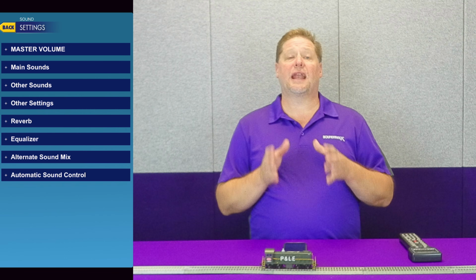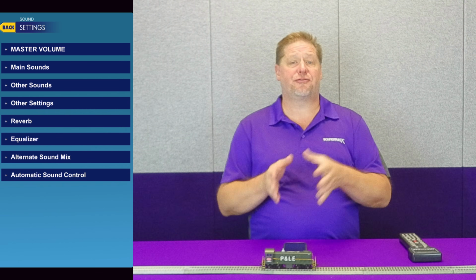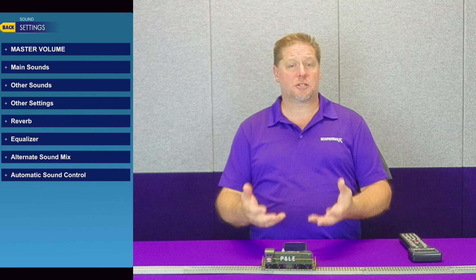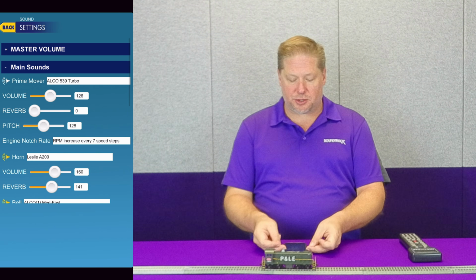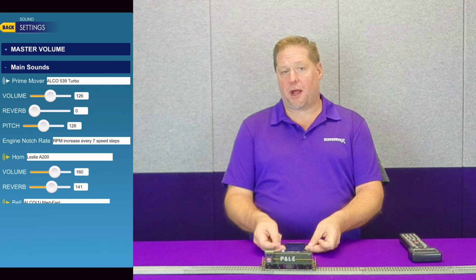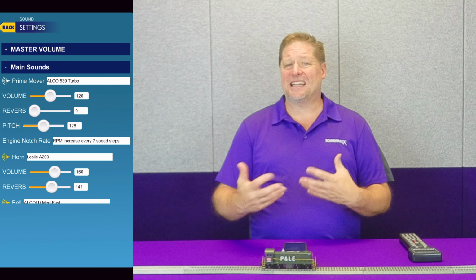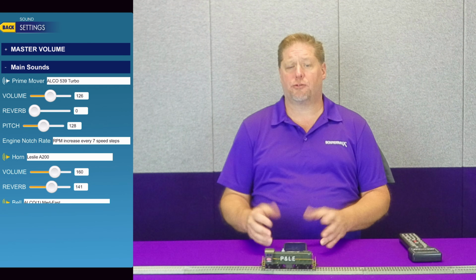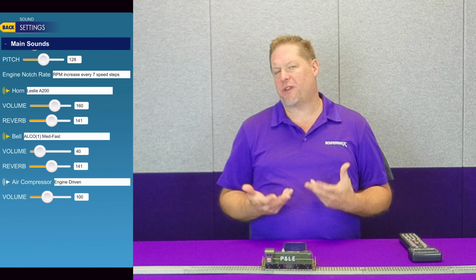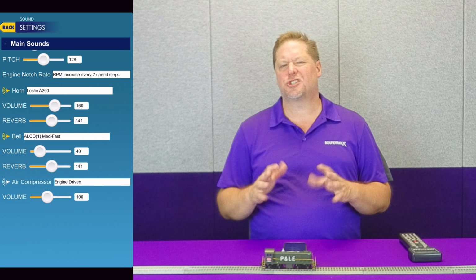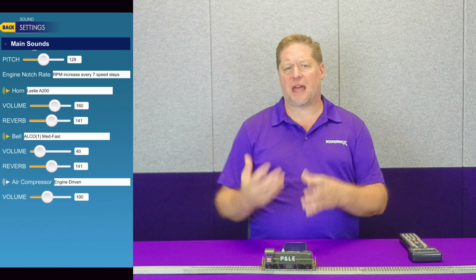Now we can decide how much of that echo sound is fed back in to the respective sounds. So when we come up here to main sounds, and you'll see here there's a reverb for the prime mover setting. But we're not going to add it into the prime mover because we will just want to create that tone for the air horn. So we move up here to the air horn. You can see we've got about 141 set, which is a little bit above 50% of that echo fed in.